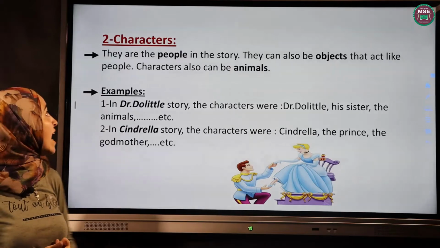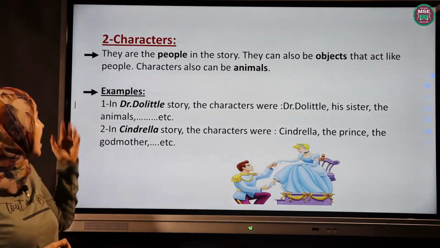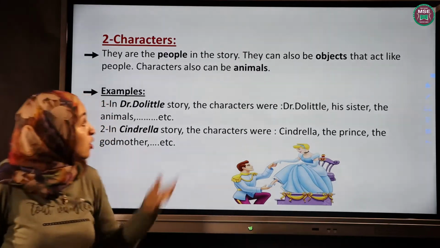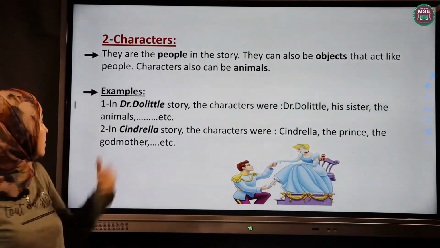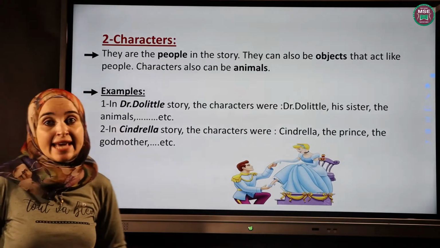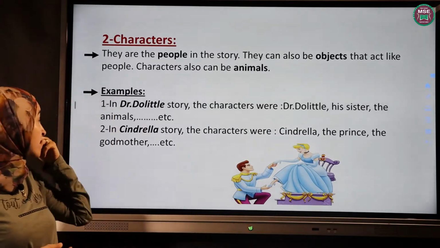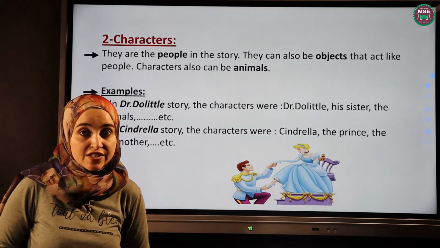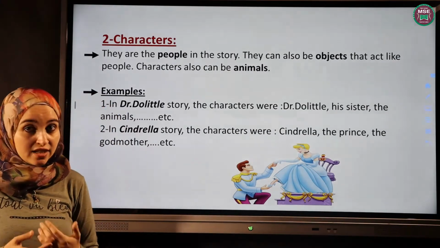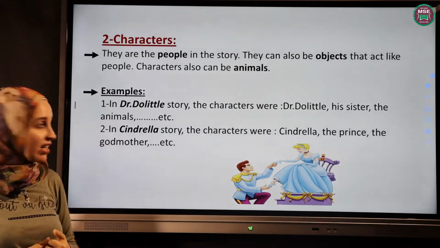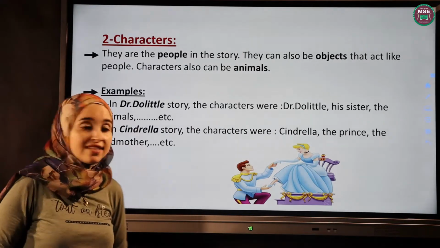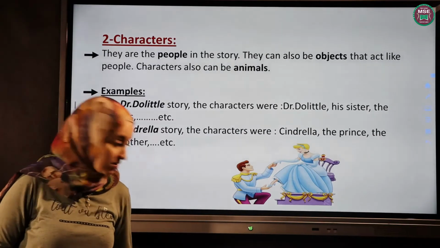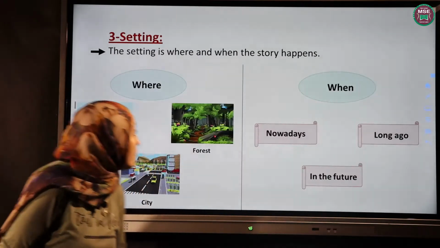Second element, we have characters. The characters are the people in the story. They can also be the objects, which act like people. Characters also can be animals. For example, in Dr. Dolittle, the characters were Dr. Dolittle, his sisters, the animals, the king, if you remember. In Cinderella, the characters were Cinderella, the prince, the godmother, the mice, and so on.